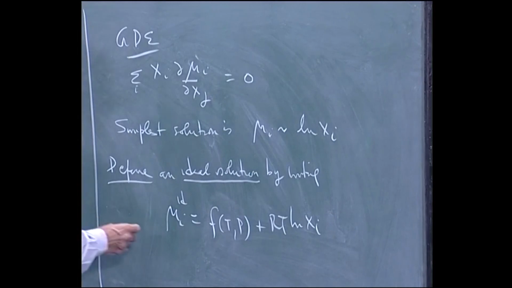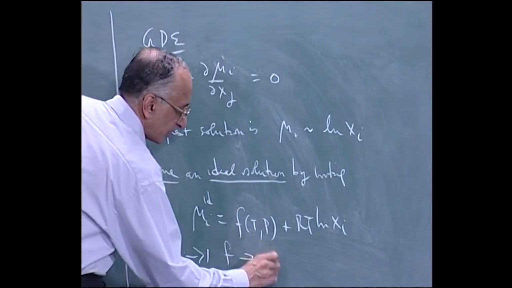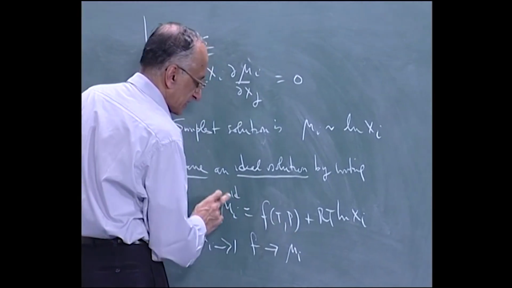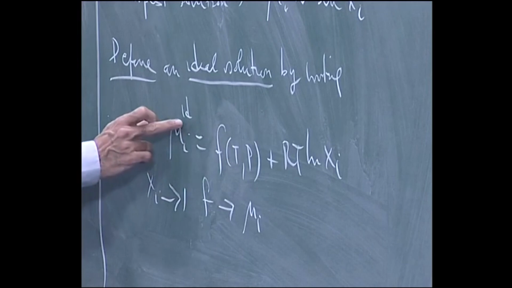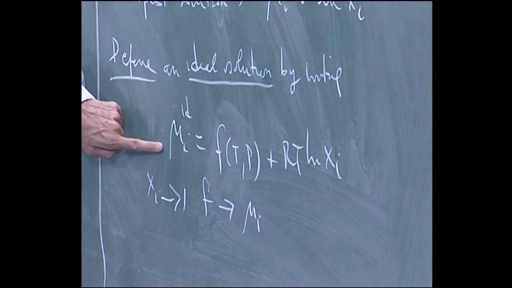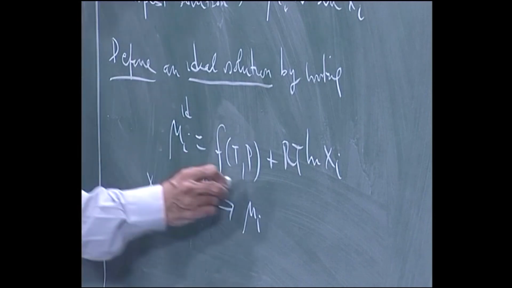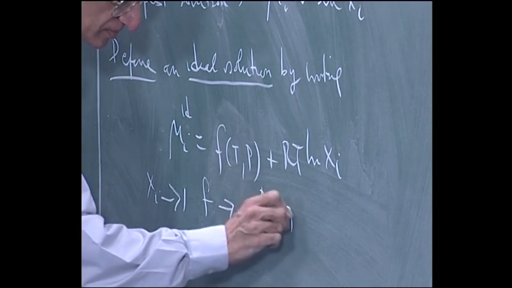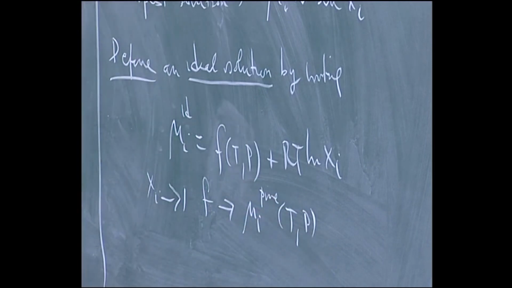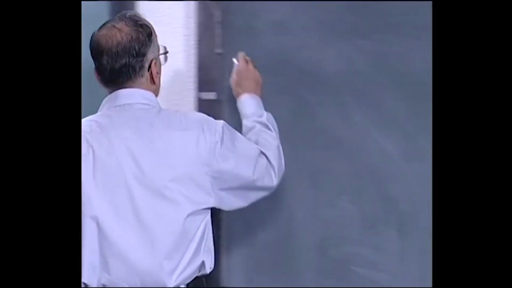Now clearly as xi goes to 1, f should go to μi. This ideal refers only to the mixture, only to this mixing process. So in the limit as xi goes to 1, you do not have mixing, and the left hand side will become μi pure. So f of T has to be equal to μi pure, whatever the value of the chemical potential at that temperature and pressure is. So I have μi ideal.